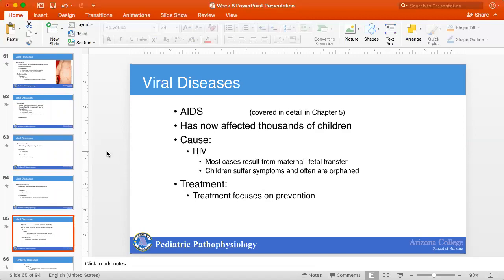AIDS has now affected thousands of children. The cause would be the HIV virus. Most cases result from maternal-fetal transfer, and children suffer symptoms and often are orphaned. Treatment focuses on prevention.